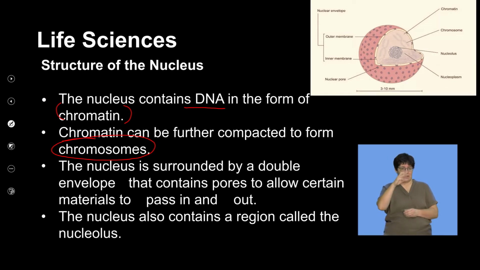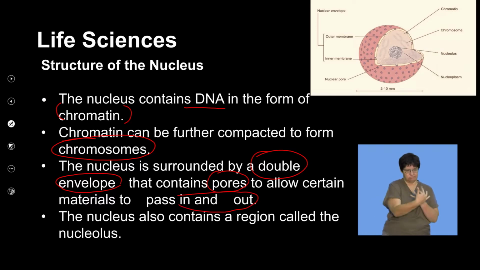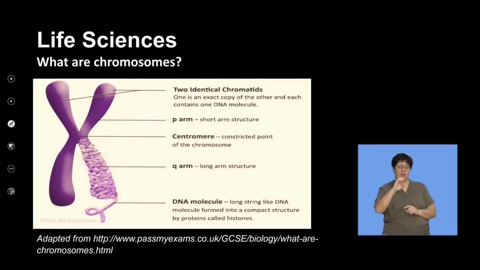The nucleus contains DNA in the form of chromatin, and that chromatin again forms chromosomes, as I mentioned. The nucleus is surrounded by a double envelope or membrane, which contains little pores, and these pores allow for the movement of material in and out of the cell. The nucleus also contains a region called the nucleolus, as I mentioned. So when we look at what a chromosome is, we've got to understand the context of how DNA has been packaged into a cell.